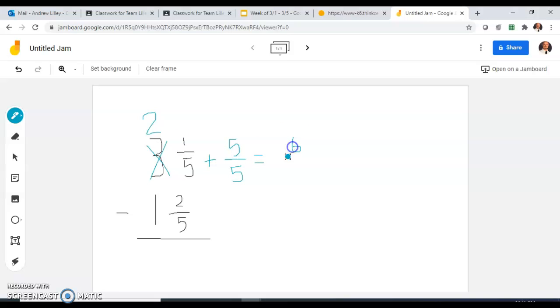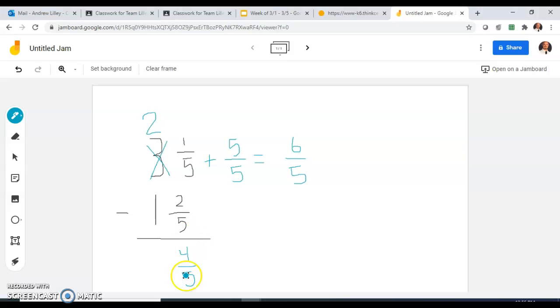I'm left with 6/5. And now that I've done that part, can I take 2/5 away from 6/5? And I can. 6 minus 2 is 4. It stays with fifths.